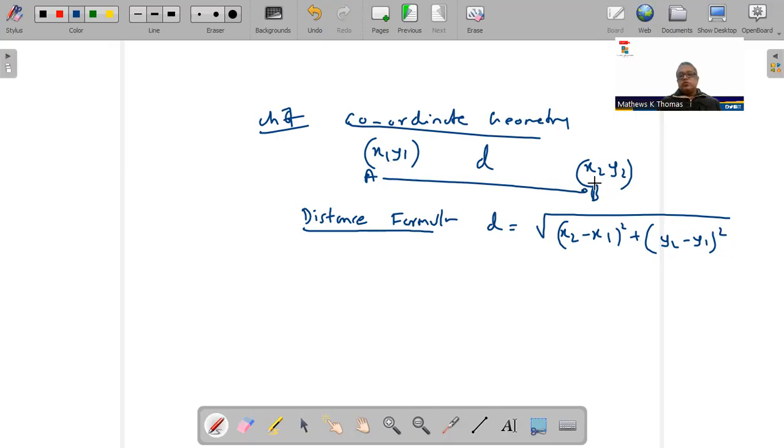x2 minus x1 whole square, y2 minus y1 whole square. Take the root of that. This is distance formula.